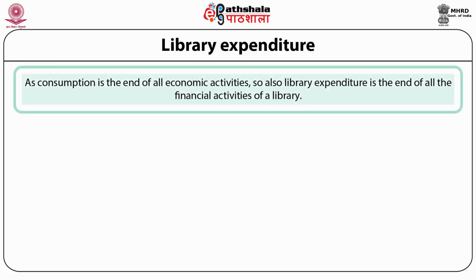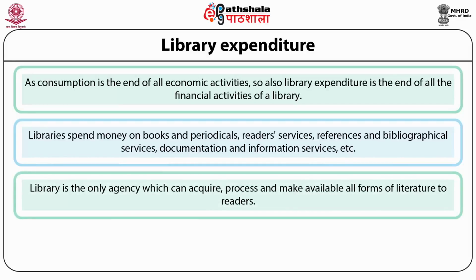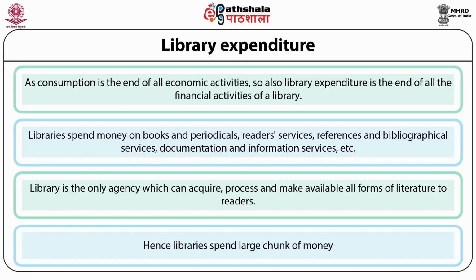Library expenditure. As consumption is the end of all economic activities, so also library expenditure is the end of all the financial activities of a library. Libraries spend money on books, periodicals, reader services, reference and bibliographical services, documentation and information services, etc. Library is the only agency which can acquire, process and make available all forms of literature to readers. It is not possible for each and every user to buy all these documents or this type of literature and subscribe. Hence, library is a centralized place which supports the organization's activities, its research activities, its academic needs. Hence, libraries spend a large chunk of money in providing these kinds of services and products.